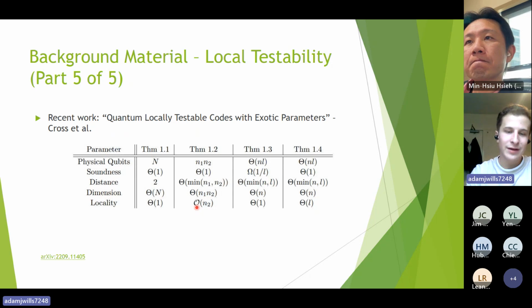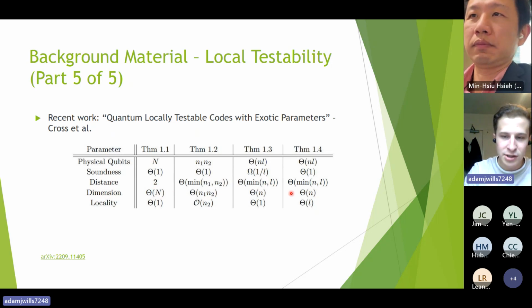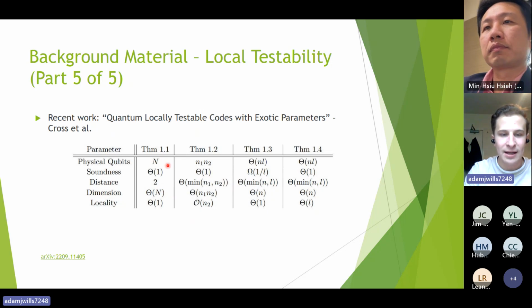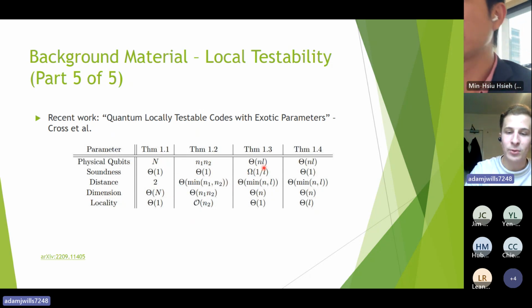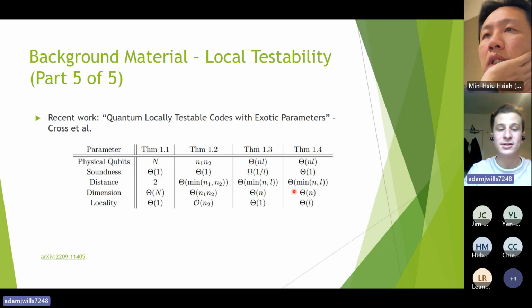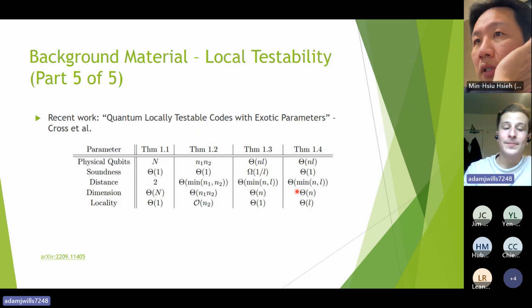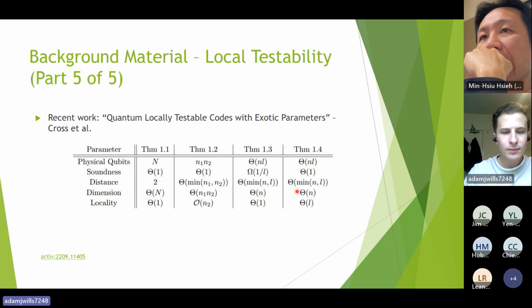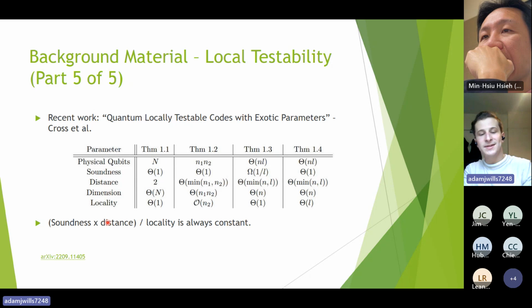So there's a lot of information written here, and I want to guide you through all this information. Let's first point out that the dimension is generally very good. The dimension is linear, or sometimes straying a little bit away from linear, but all of the dimensions are scaling, and that is an improvement over the previous constructions. But they suffer from this: soundness times distance over locality is always a constant.